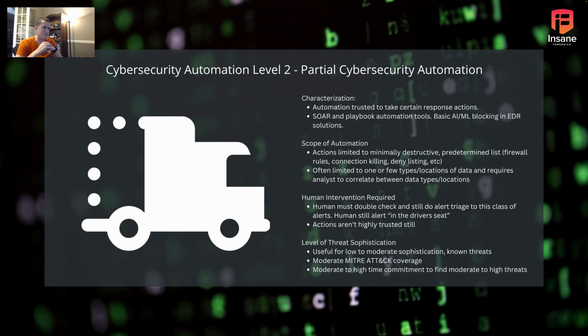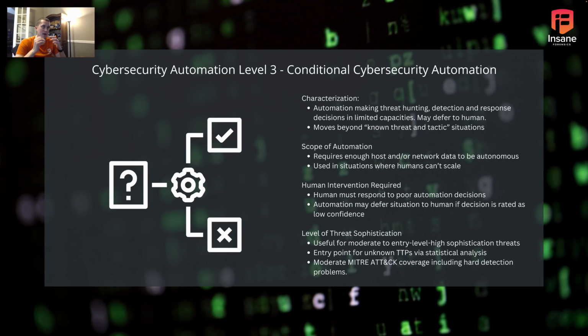Level of threat sophistication: low to moderate threats, known threats still. You might get some good MITRE ATT&CK coverage, especially as you're going across different data types. But still, you're going to have a moderate to high time commitment because the human still is very much in the loop on here. As we get to level 3, we get into the conditional side.